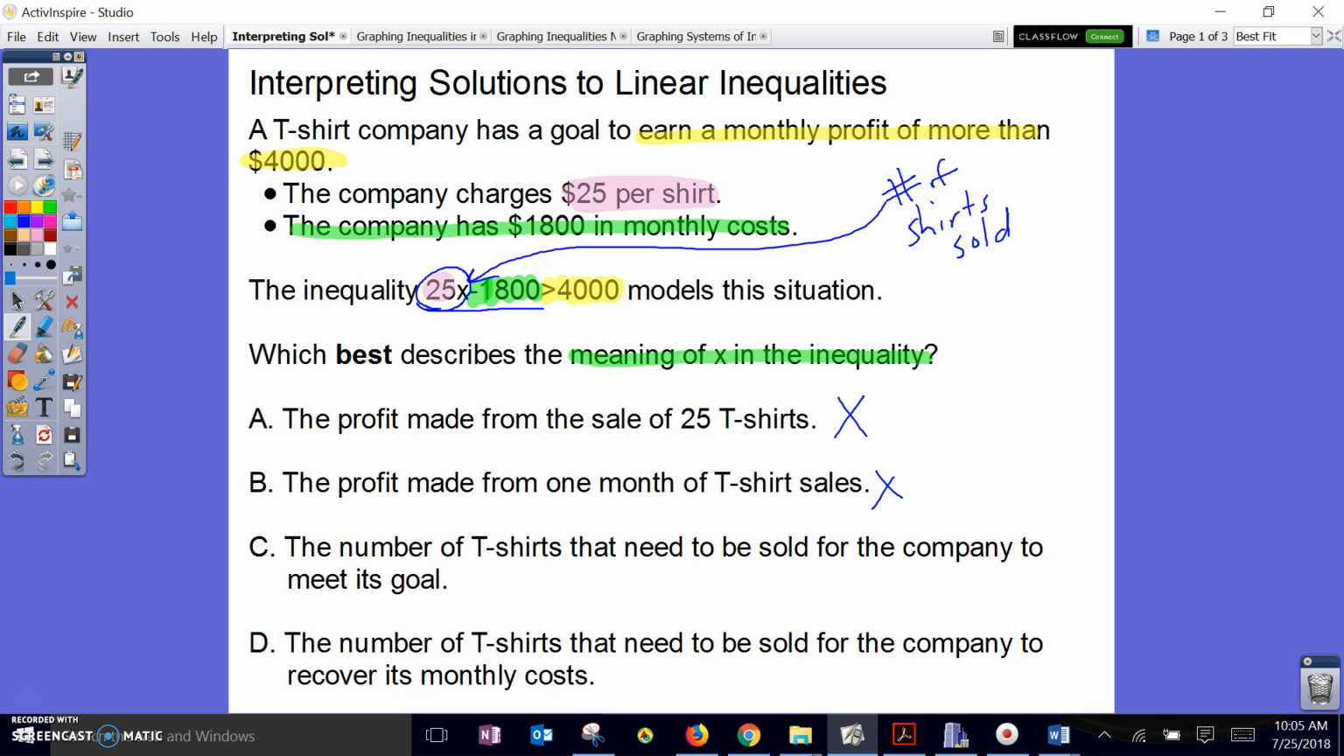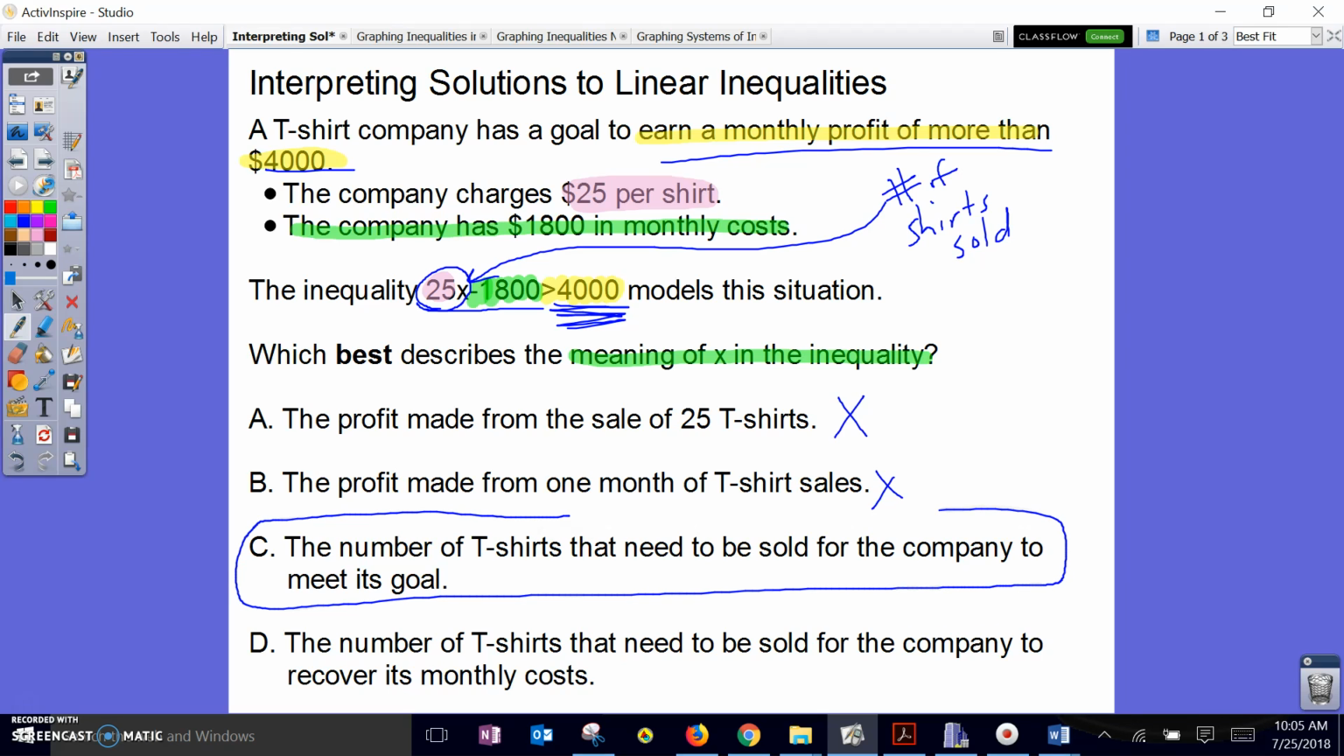It's either the number of t-shirts that need to be sold for the company to meet its goal, or it's the number of t-shirts that need to be sold for the company to recover its monthly costs. Well, this $4,000 here, remember, that was the goal. A monthly profit of more than $4,000. So the best choice here is C, that this is the number of t-shirts that need to be sold for the company to meet its goal.